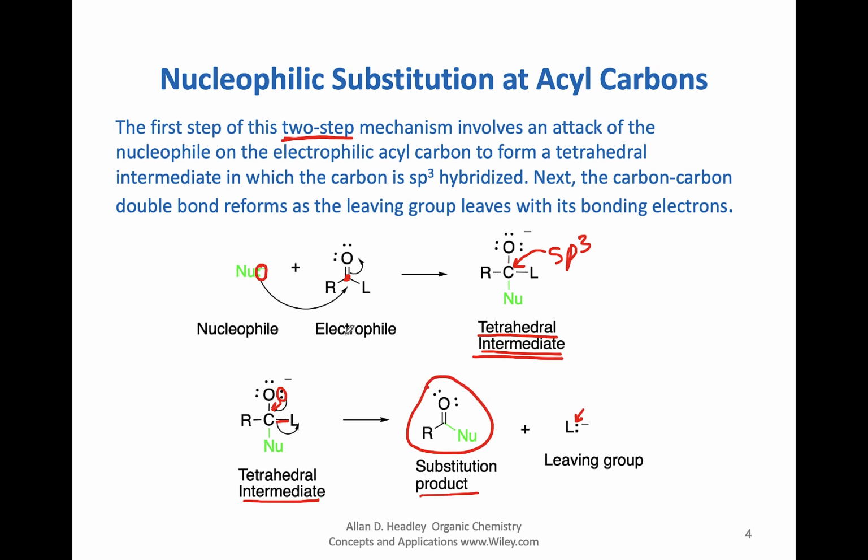Two steps. First step, the nucleophile attacks the electrophilic carbon to form a tetrahedral intermediate. In the second step, the tetrahedral intermediate falls apart because we're forming here a carbon-oxygen double bond, which is favorable, and the leaving group leaves with its electrons because it is typically a very stable conjugate base.